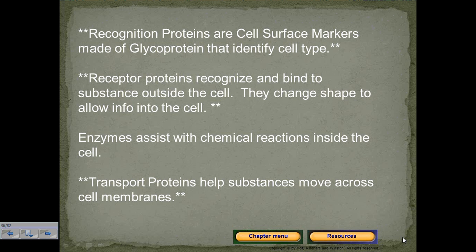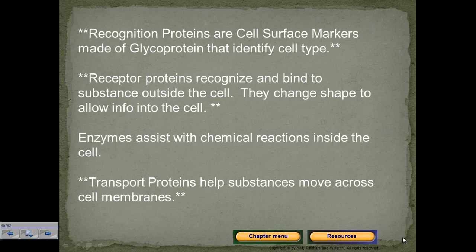All right. So here's a little better picture of what to highlight. Recognition proteins. These are going to be those cell surface markers. They're going to stick up off the cell. They're made of a thing called glycoprotein. What do you think that's made of? Glycogen. Protein. Okay, yes. And it identifies cell type. So it's got this little marker above it, this little protein sticking up that says, hey, I'm a liver cell, or hi, I'm a muscle cell, or whatever. So it's a recognition protein.